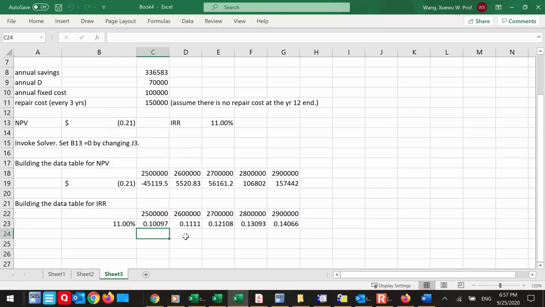Now you see that if you're producing 2.5 million cans, your IRR is less than the 11% discount rate, so it's not worth it. But if you are producing 2.6 million cans, your IRR is higher than the discount rate, so it is a good project. So either way, you draw the same conclusion for NPV versus IRR. I hope this is useful.